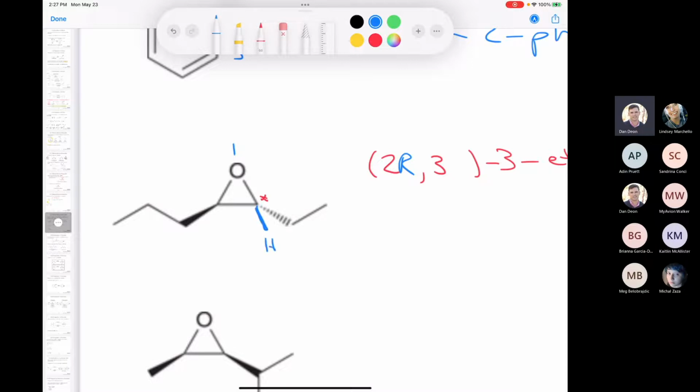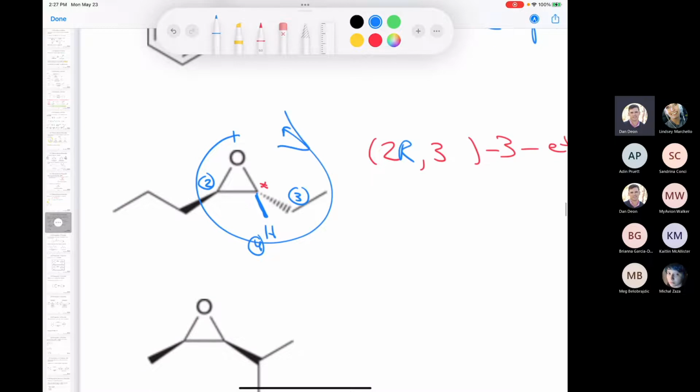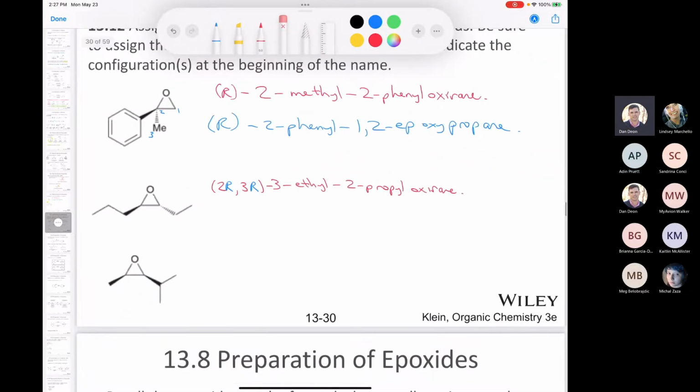So whatever we get, we're going to reverse it. This is our 4th highest priority. This is 2. This is 3. And so we go from 1 to 2 to 3 like that, which is counterclockwise, but we reverse it in this direction. So this is also R. So there you go. We've got 2R and 3R, 3-ethyl, 2-propyl oxirane. Now we're going to name it as an epoxide.